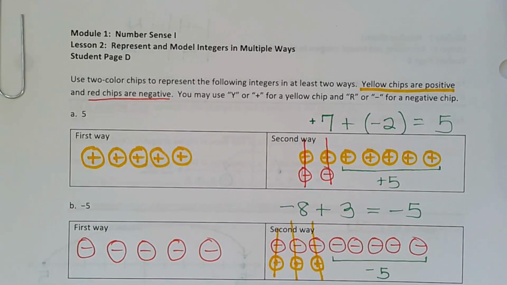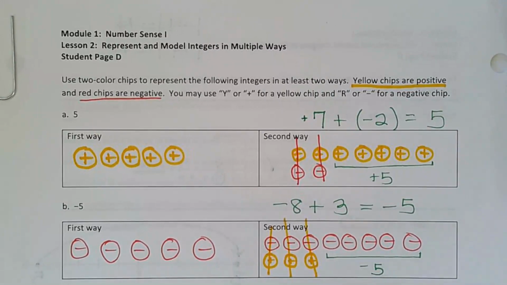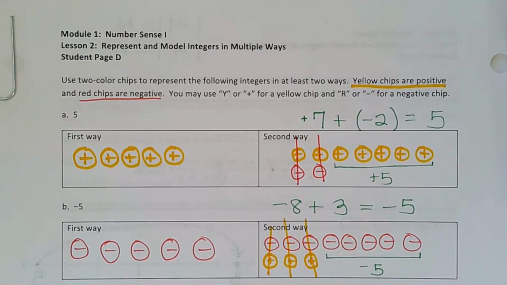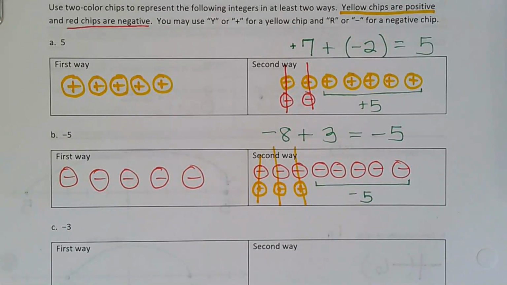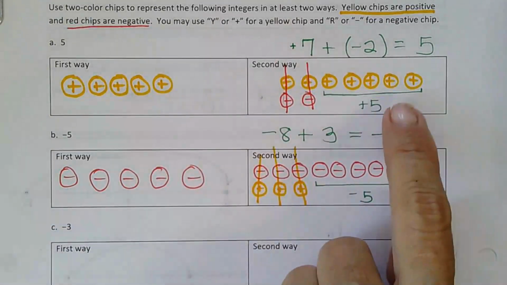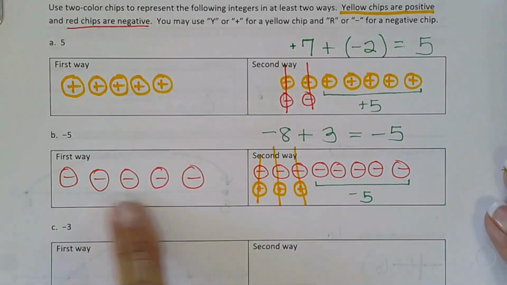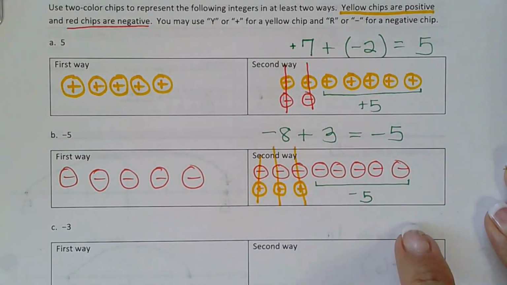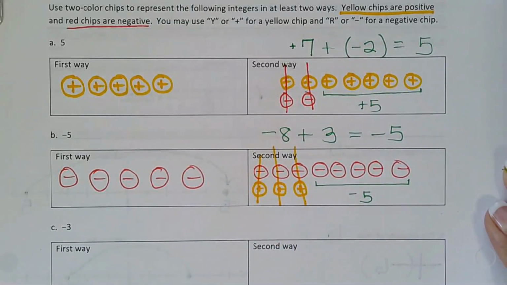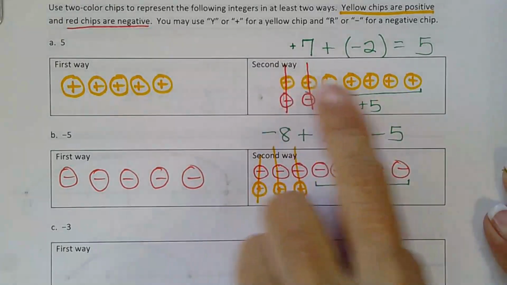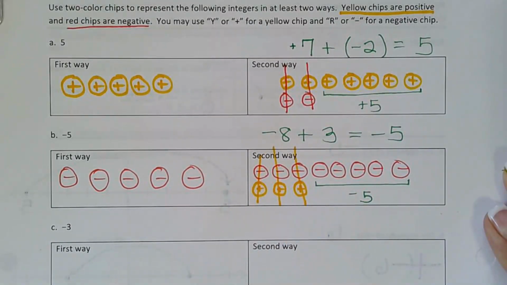Okay, continuing on where we left off in the last video, we're right in the middle of Module 1, Lesson 2, Student Page D. So we had written two scenarios for each problem. This is equal to positive 5, this is equal to positive 5, this is equal to negative 5, this is equal to negative 5, and then we also wrote an arithmetic equation, or an addition problem, in order to symbolize what we have there, to show the operations for addition.